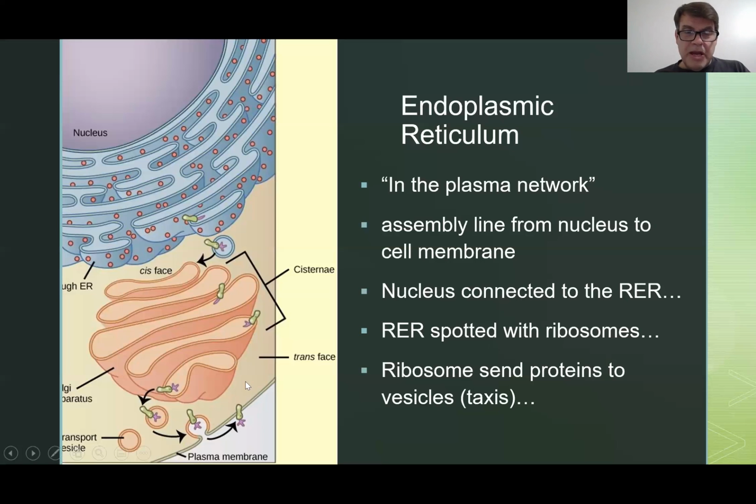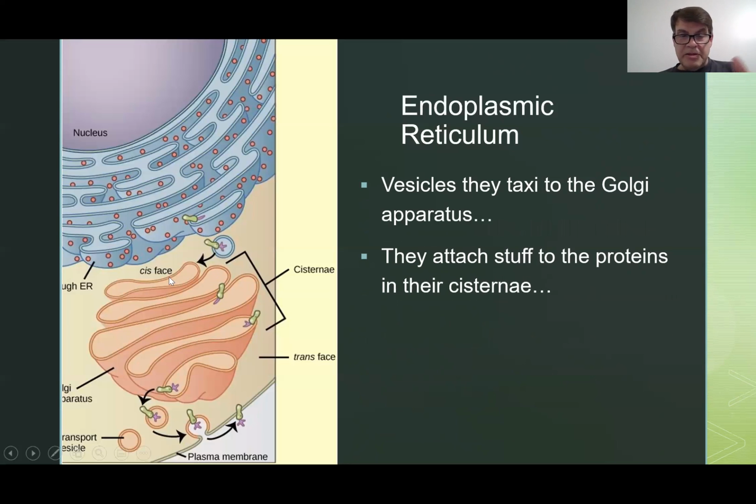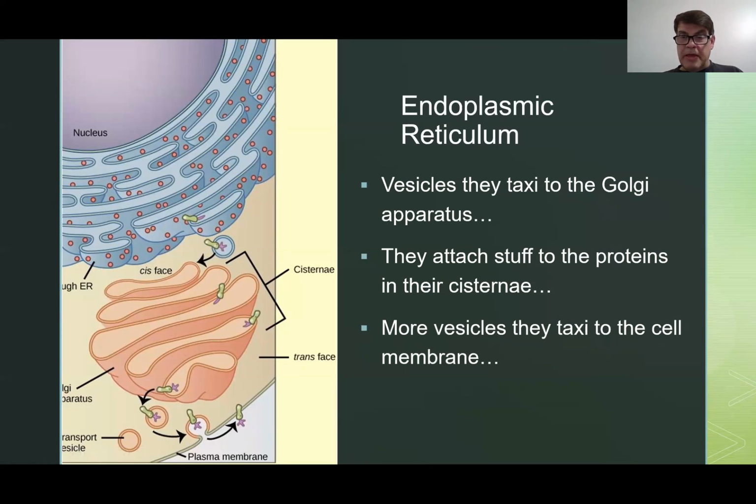Anyway, so this side is the trans side facing out. And so again, the Golgi apparatus sorts, so the vesicles taxi to the Golgi, and then stuff is attached. They get modified. They get pickles and mustard and mayonnaise in here, and they get sorted. And then a vesicle takes them to the cell membrane, and voila, either it becomes part of the cell membrane or it gets flushed out into the world outside the cell.